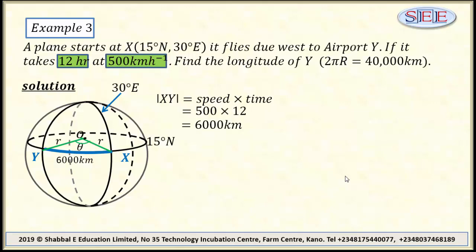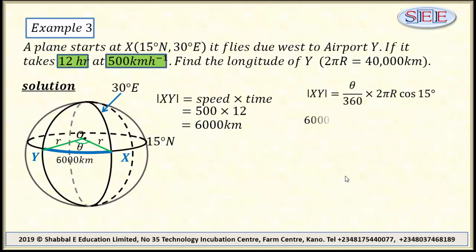So we continue. Distance XY, meaning the length of arc XY, is given by the formula theta over 360 multiplied by 2 pi r cos 15 degrees. 15 degrees is the angle of their common latitude. The value of 2 pi r is given as 40,000 kilometers, and we have the distance XY as 6,000 kilometers. So what is missing in this formula is the angle theta. It is the angle theta that we need to find.